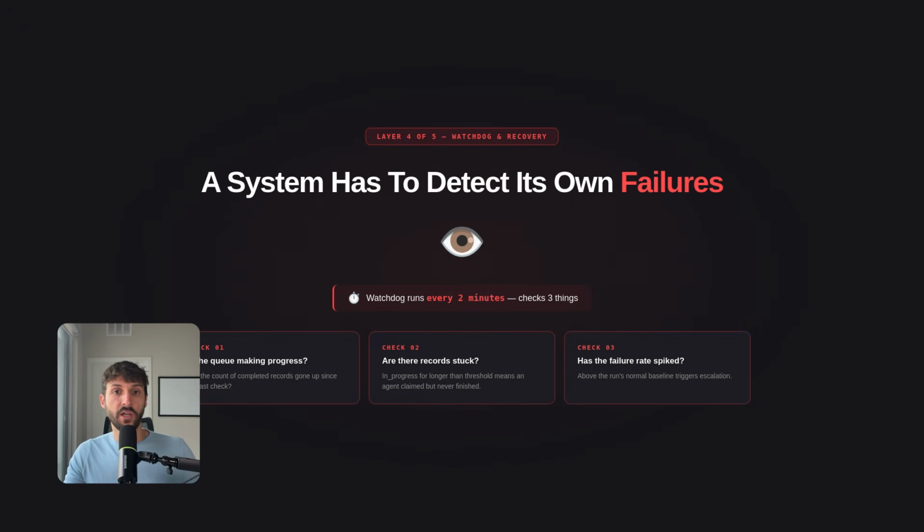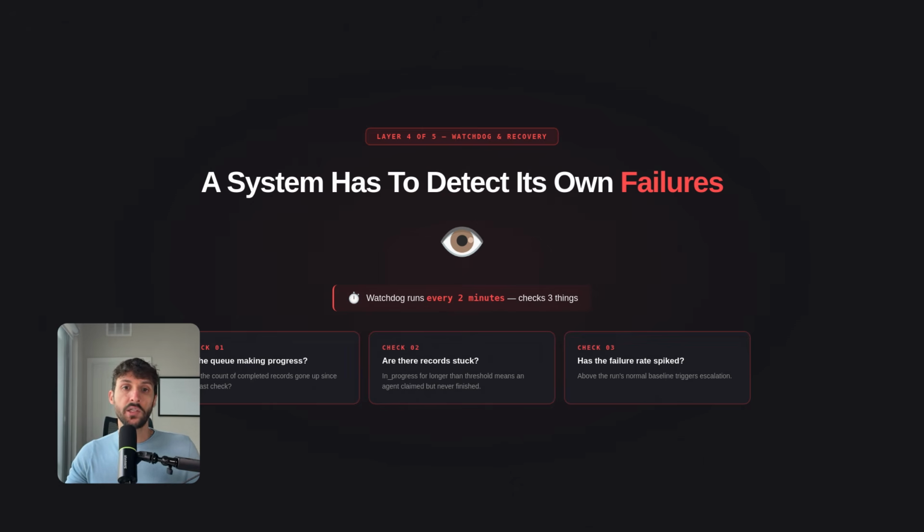Layer 4, Watchdog and recovery automation. Now we're getting into operational territory. A production system has to detect its own failures, not after the fact when you check logs in the morning, but in real time while it's running. On this build, I run Watchdog processes every 2 minutes. The Watchdog has a simple decision tree, and the tree matters more than the implementation. So let me walk you through it.